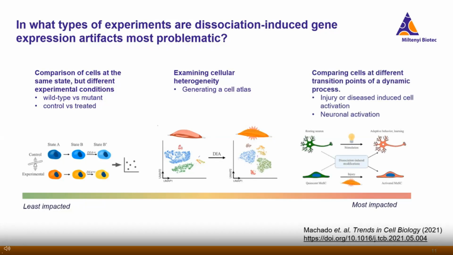Finally, the experiments most impacted would be those comparing cells at different transition points in a dynamic process. For example, experiments interrogating activation of quiescent muscle stem cells in response to injury would be very impacted by this, and the authors even go into examples of how it did impact their research.